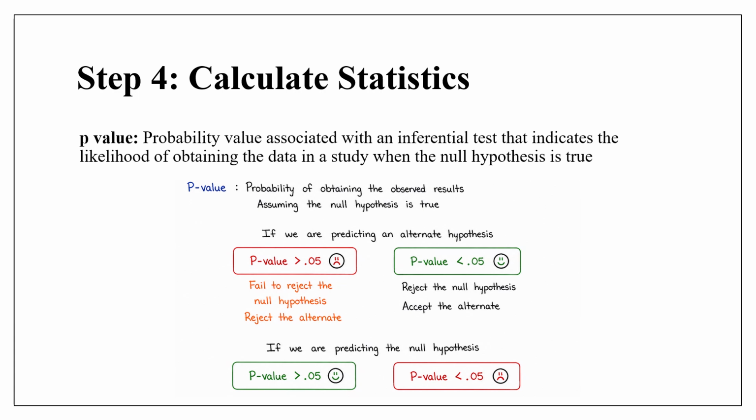Now, typically, when we calculate statistics, they're going to come along with a p-value. And the p-value is going to be a probability value that is associated with an inferential test that indicates the likelihood of obtaining the data in a study when the null hypothesis is true. It's also going to be a reflection of our alpha level. So depending on what alpha level you decide, your p-value is going to match that.